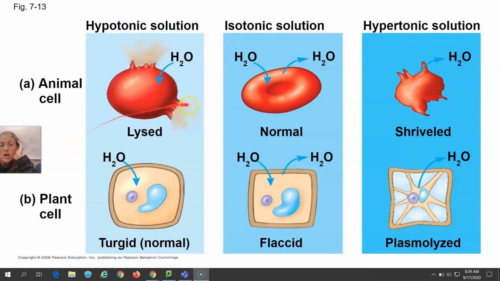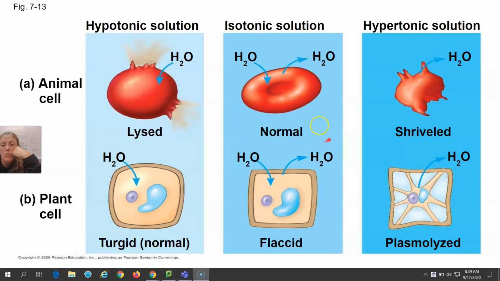Okay, so in our animal cell, when we talk about hypotonic solution, okay, we have a solution where the concentration is low on the outside and high on the inside of the cell. In an isotonic solution, the concentration of solute is equal on both sides of the cell. And then in a hypertonic solution, we have a high concentration of solute outside and a low concentration inside, okay? So here's what that means.